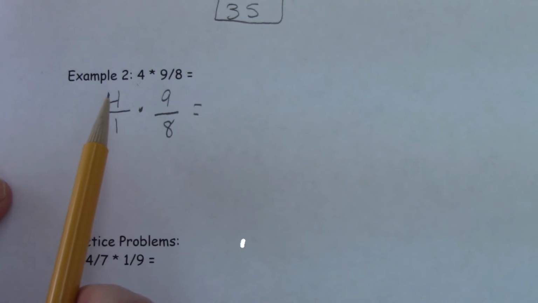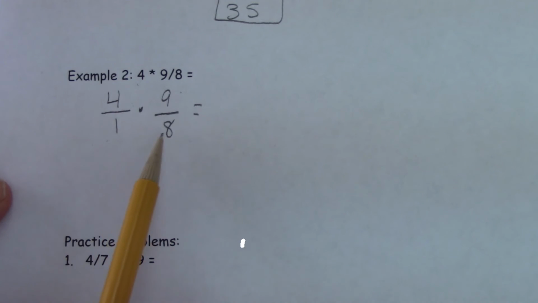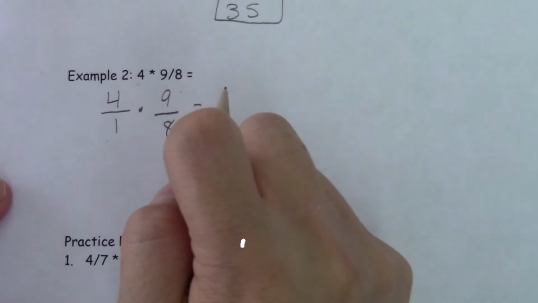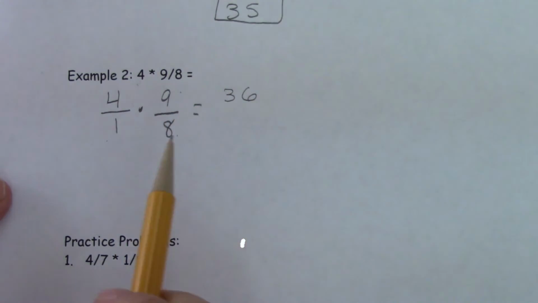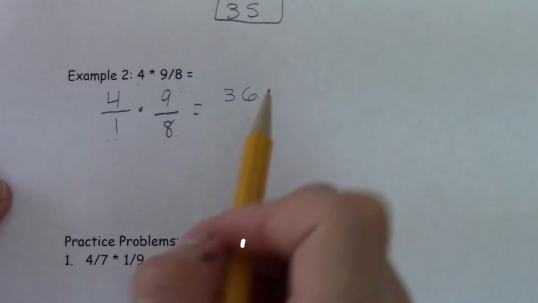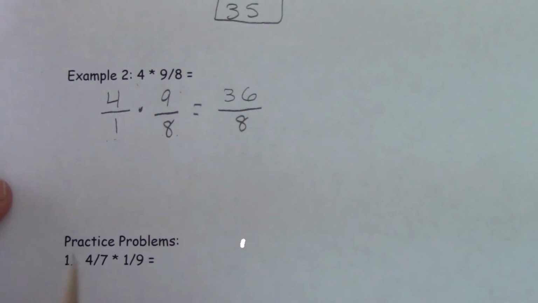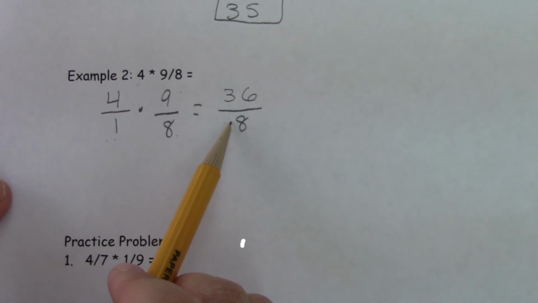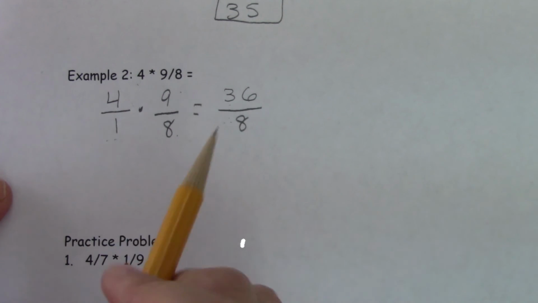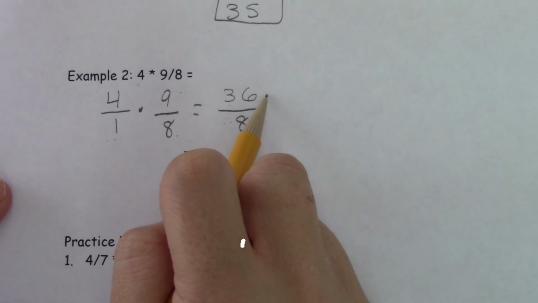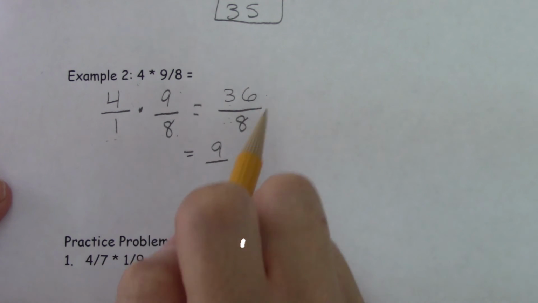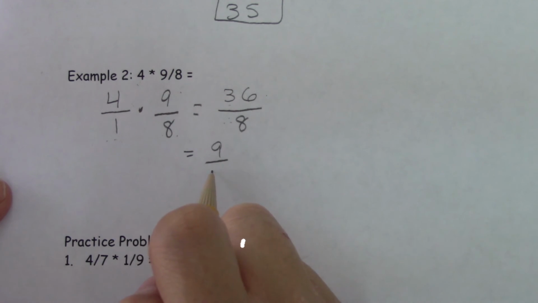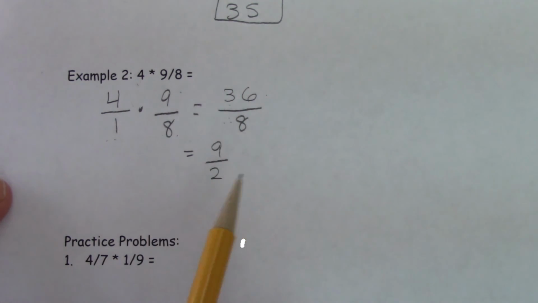Now once again, I just multiply the tops and then multiply the bottoms. 4 times 9 is 36, so I get 36 on top. And then 1 times 8 is 8, and so I get 8 on the bottom. Now I just have to simplify this. So to simplify, you think, well, 4 goes into both 36 and 8. 4 goes into 36 9 times, and it goes into 8 2 times. So I divided the top and bottom by 4.